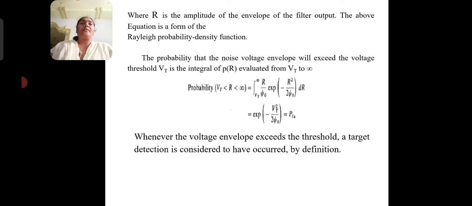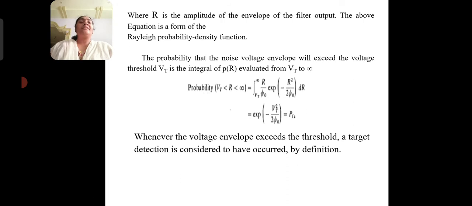The probability that the noise voltage envelope will exceed the voltage threshold Vt is the integral of p(R) evaluated from Vt to infinity. Previously we have seen how we detect the minimum detectable signal in the noise. So here we are taking the probability of the voltage from Vt to infinity. The probability we have to take is from Vt to infinity. R should be varied from the threshold voltage we have set, Vt, to infinity. From that we are going to get the probability density function.